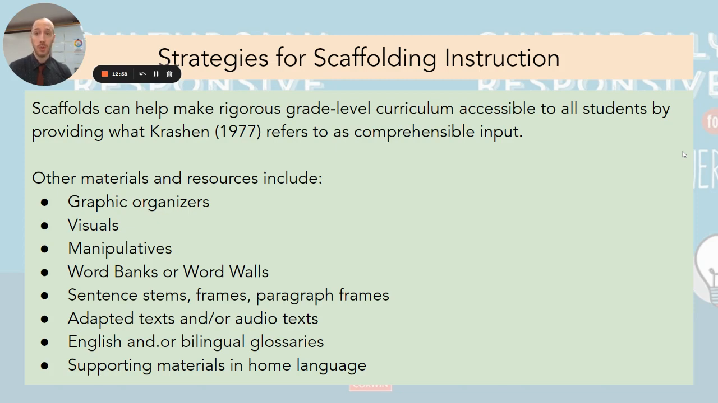For example, if multilingual learners are engaging with a chunk of grade level text, they may benefit from such scaffolds as the use of graphic organizers, bilingual or English glossaries of key vocabulary, scaffolded text-dependent questions to help them get at the key ideas of the text, pair or small group work, and supporting materials in their home language if they are literate in it. Other materials and resources include graphic organizers, visuals, manipulatives, word banks or word walls, sentence stems, sentence frames or paragraph frames, adapted texts and or audio text, English and or bilingual glossaries, and supporting materials in home languages.